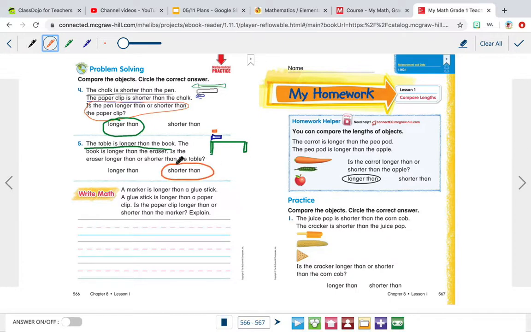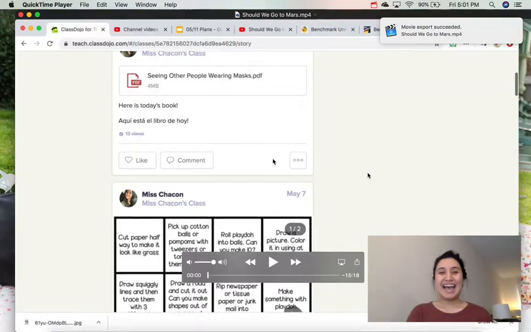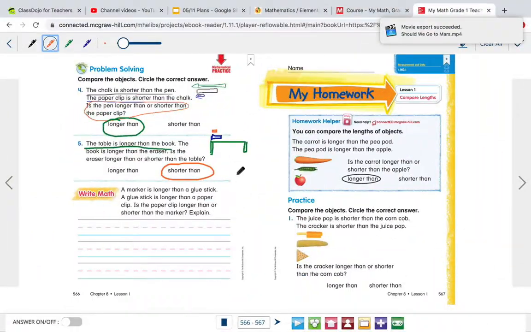Okay, now what you're going to do is you're going to write math, okay? A marker is longer than a glue stick. So you're going, sorry friends, give me 1 second. A marker is longer than a glue stick. A glue stick is longer than a paper clip. Is the paper clip longer or shorter than the marker?